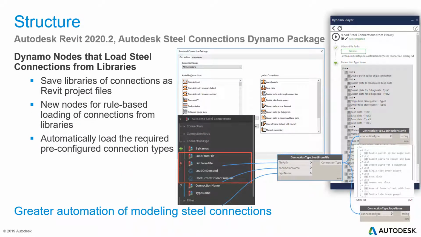Ever want a Dynamo script that could load steel connections from your Revit libraries? Maybe you want to evaluate steel connections from a previous project? This new functionality is provided by dedicated nodes that use as input the path for a Revit file, from which they can load a connection type specified during the script configuration.